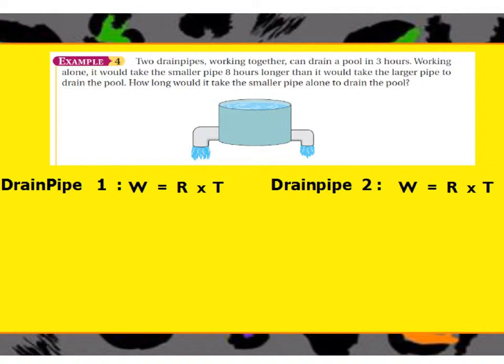Okay, so it says it would take the smaller pipe 8 hours longer than it would take the larger pipe to drain the pool. But it doesn't really say how long it takes the larger pipe. The question is, how long would it take the smaller pipe to drain the pool by itself? So this time, instead of finding what it would take together, we already know that, we're looking at what it would take individually, time-wise. Okay, so here we go.